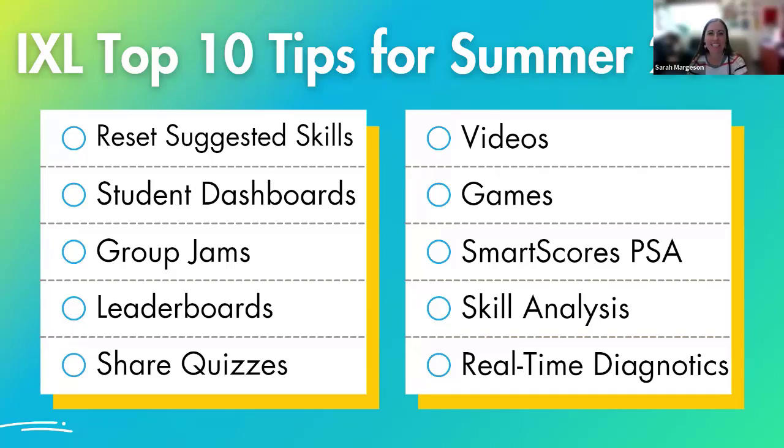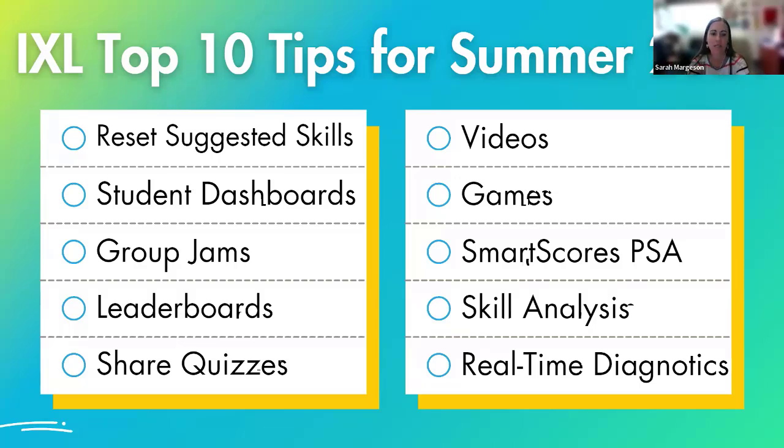We're going to look at resetting suggested skills. So this is like you've suggested a whole bunch of skills over the last year or couple years. How do I get rid of those skills? We're going to look at student dashboards, group jams, which we've talked about in the past, but I'm just going to remind you of some of the things that you can do with group jams. Same thing with leaderboards. We've done those in the past, but again, it's always a good reminder to have those.